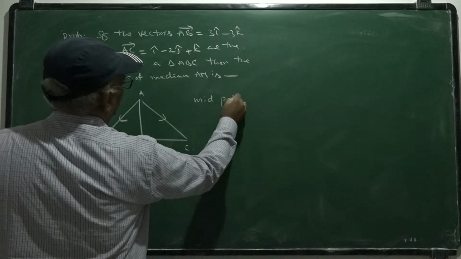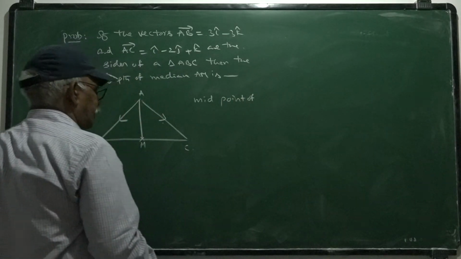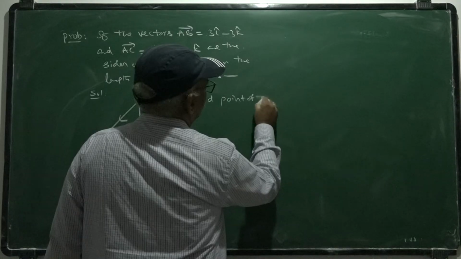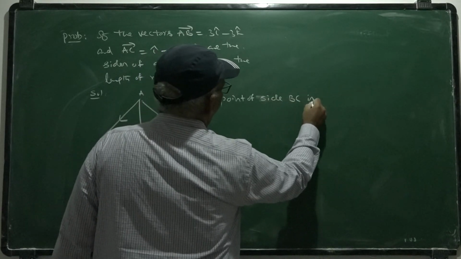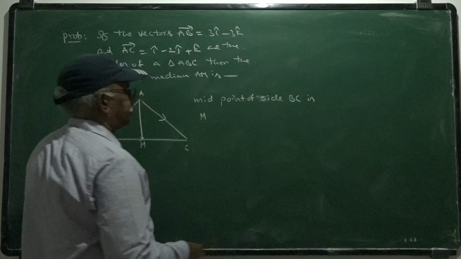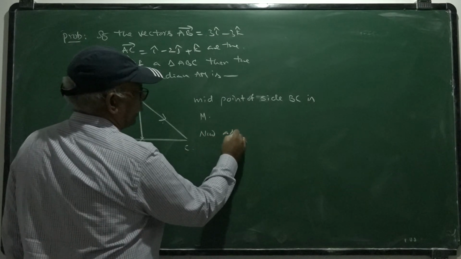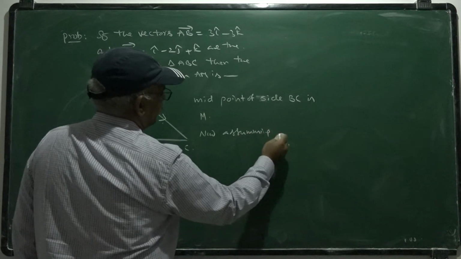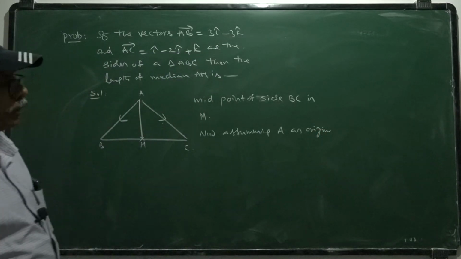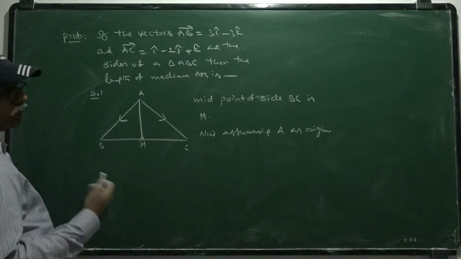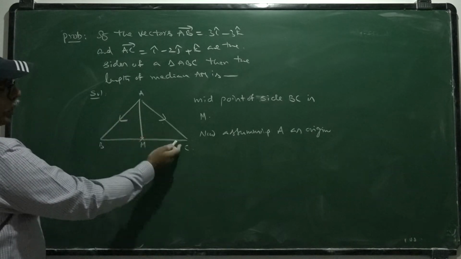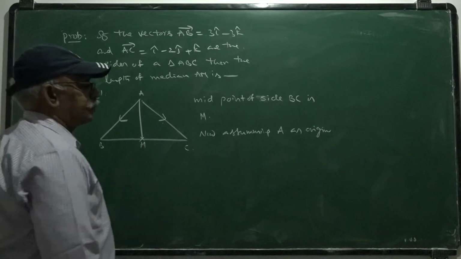Midpoint of side BC is here. Now, assuming A as origin, instead of O taking this vertex as origin, then AB bar becomes the position vector of B and AC bar becomes the position vector of C itself.